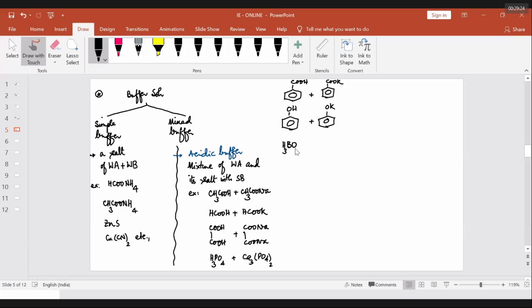H3BO3, boric acid, right? Na2B4O7, sodium tetraborate, it's a salt with strong base, right? Like this, we have so many examples. As much as you practice with these examples, so much you can enjoy the buffer solutions, right? Next. The next one is supposed to be something like this.